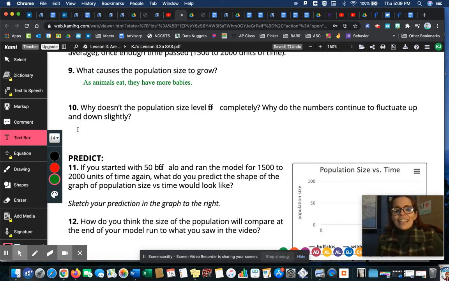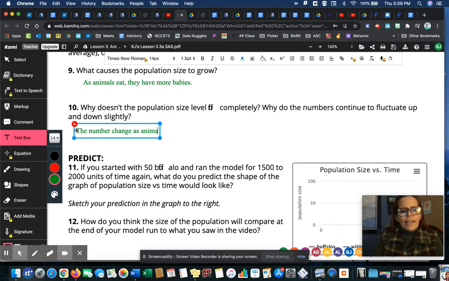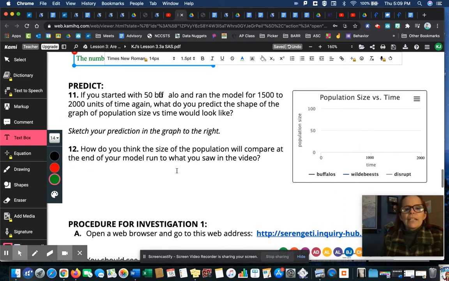Hopefully you figured out that even if there's plenty of food, there's still going to be some animals that are dying in addition to animals being born. So the numbers change, that's easier to spell. The numbers change as animals die and are born. That causes the population to be going constantly up and down as animals are dying and as they're born.